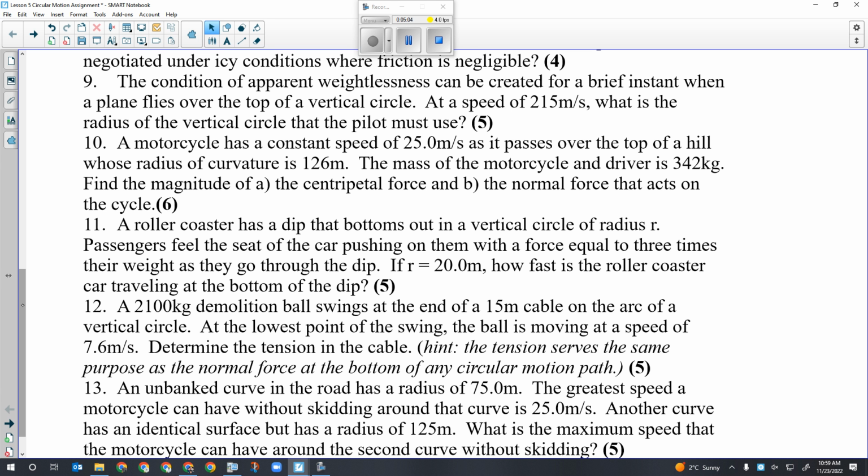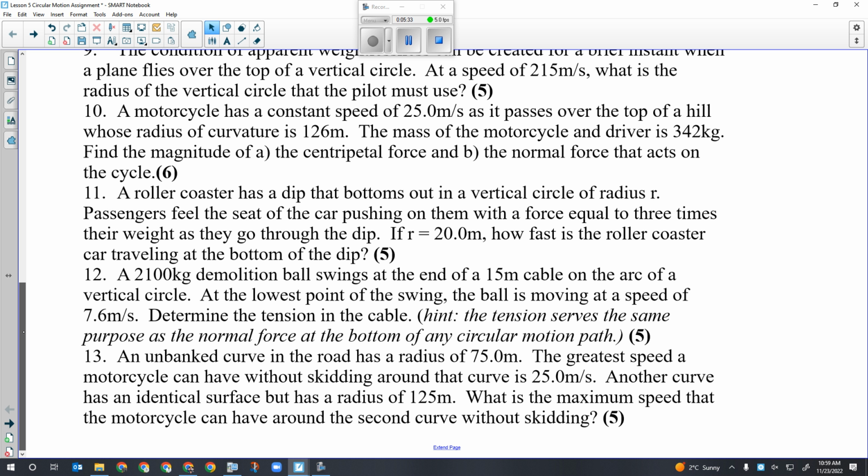Question number 10, over the top of a vertical circle, so 10's a vertical circle as well. 10's probably one of the tougher ones on the sheet, and it's not terribly difficult. Number 11, roller coaster, so bottom of the loop, vertical circle. Number 12 is also the bottom of a vertical circle, but it's a wrecking ball. So it's like that, and you've got the radius there.